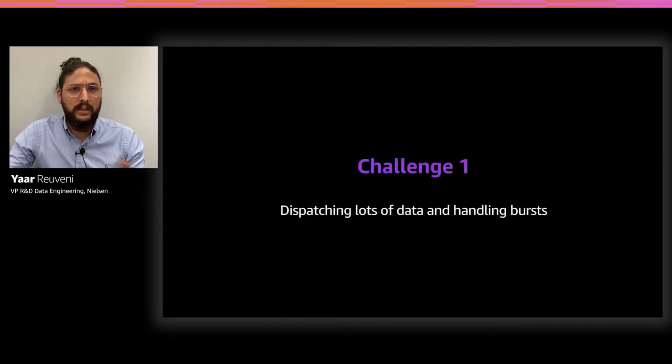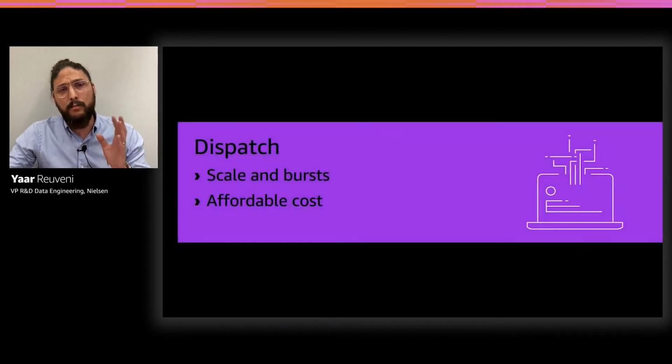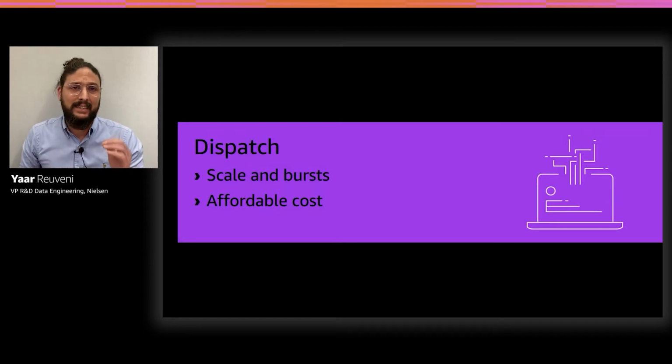And let's start with the dispatch side of the flow. So for dispatch, we had two main challenges. First and foremost, it's the scale and the burstiness nature of our data. Second, we wanted to achieve this at an affordable cost that does not increase dramatically as we add more data.